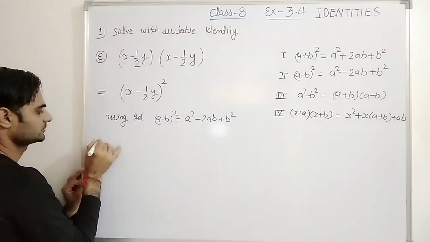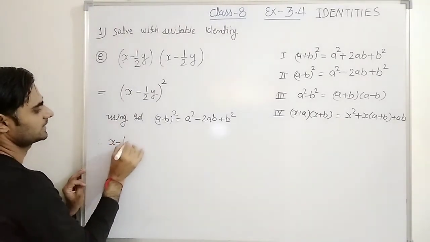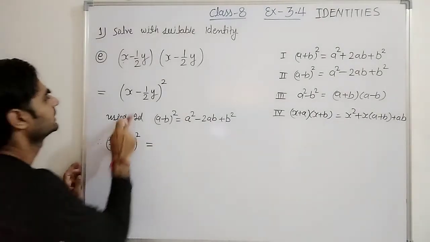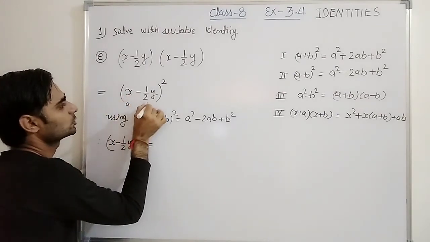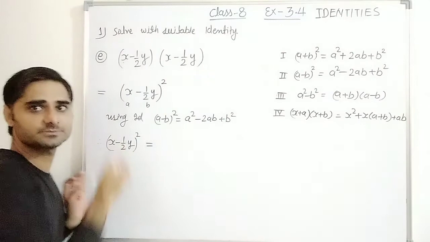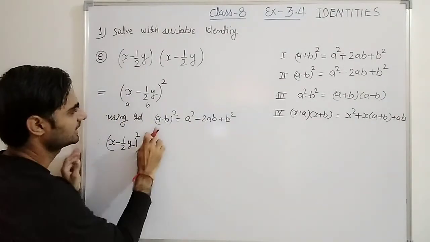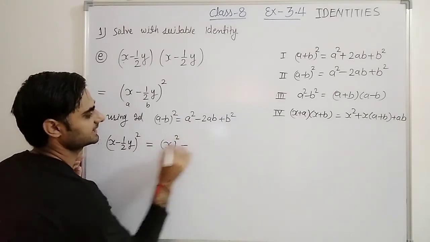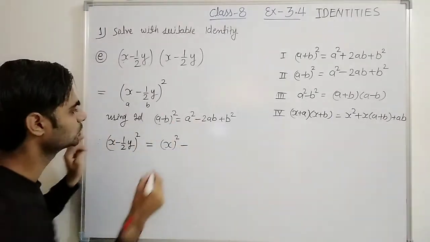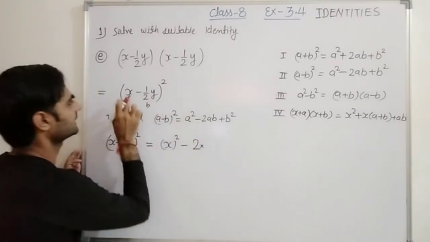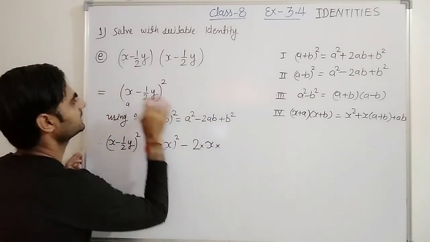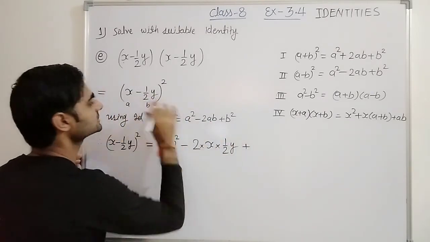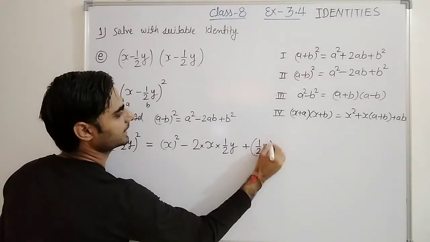So x minus 1 upon 2y whole square will be equal to, now see, this is a and this whole is b. This is a and this is b. When compared with this one, a square, what is a? x, right. So here x square, then minus sign as it is. After minus sign 2, right here 2 multiply by a is x, multiply by b is 1 upon 2y, plus b square, b is 1 upon 2y whole square.